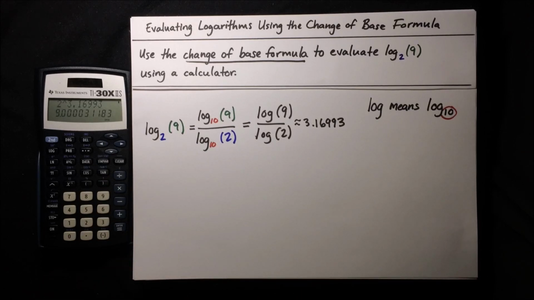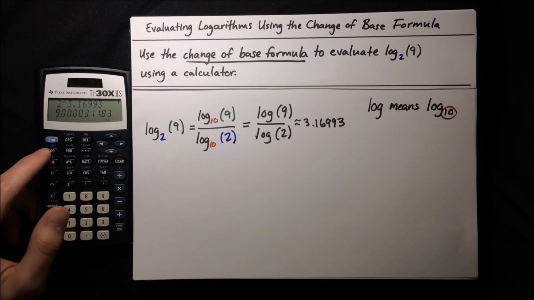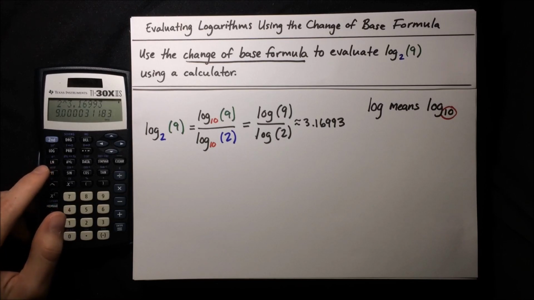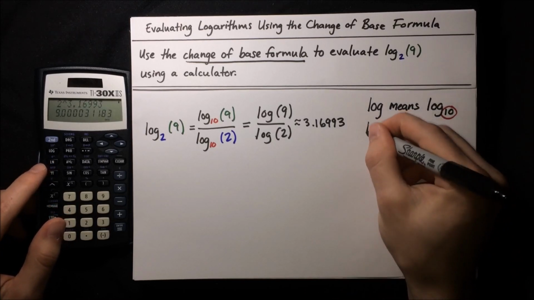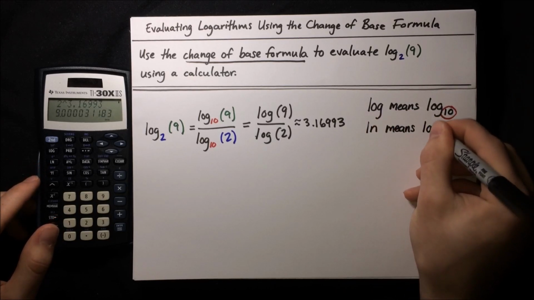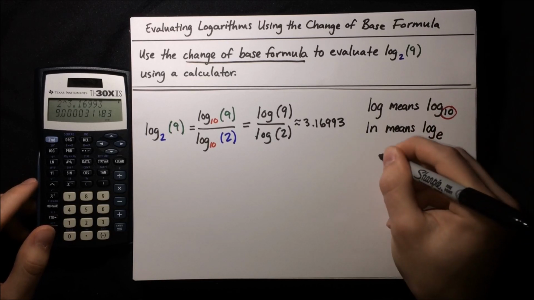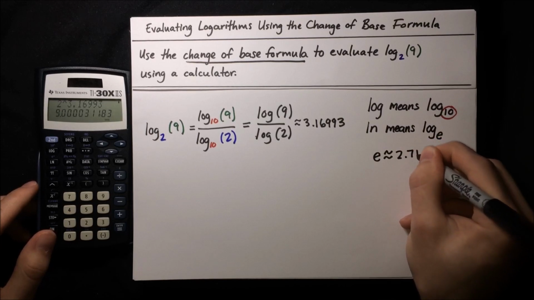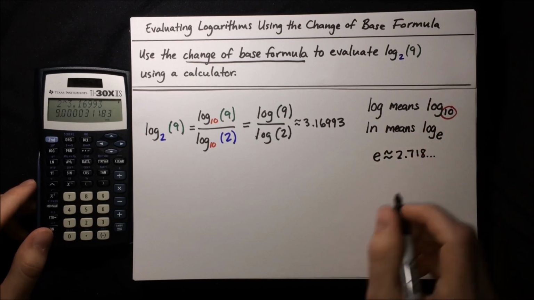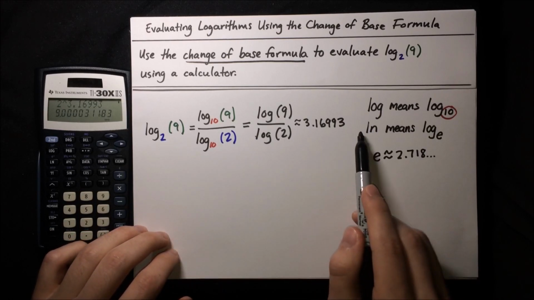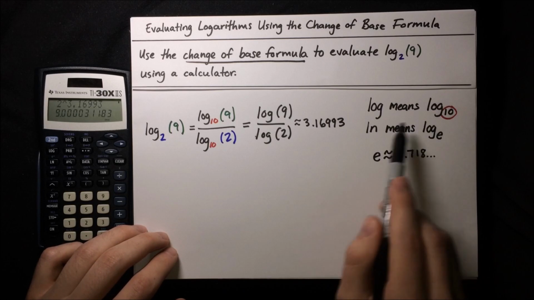Now, one more thing before we go on, let's talk about natural log. Right below the log button, on this calculator at least, on other calculators it might be elsewhere, there's a natural log button right here, ln. Natural log just means log base e, where e is Euler's constant, which is approximately 2.718, so on. It's an irrational number. So another way we could have computed this logarithm on our calculator is to use the natural log and write it in terms of base e instead of base 10.